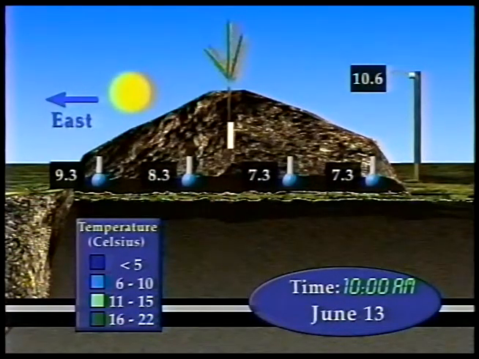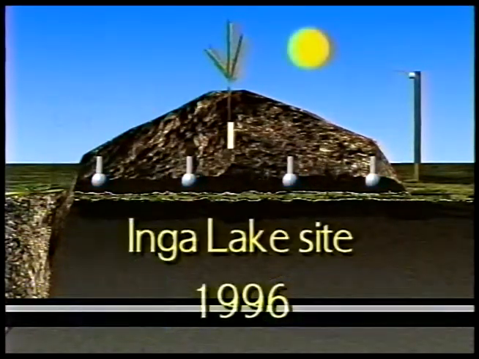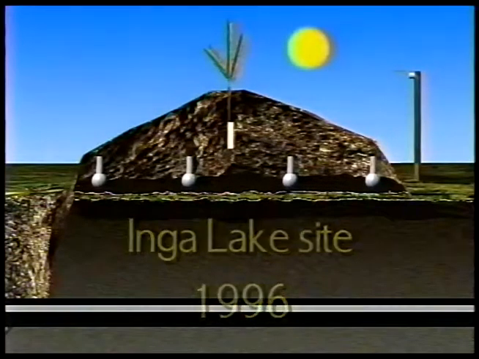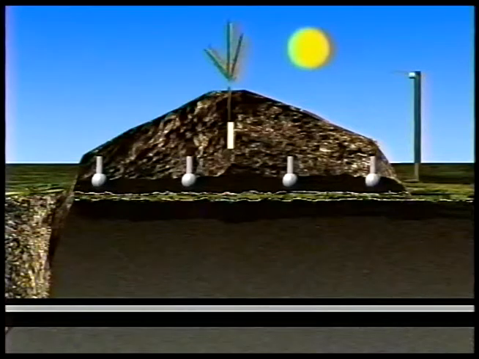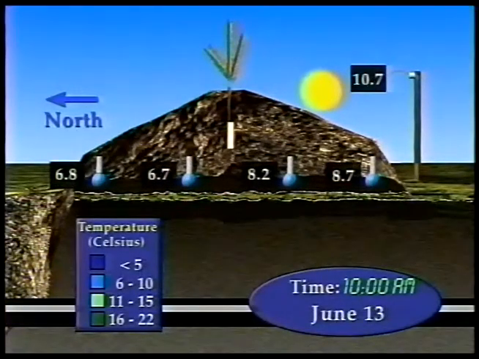are oriented east-west. Let's look now at temperature readings for 2 mounds at Inga Lake for one clear summer day, June 13, 1996. 4 temperature probes were placed within each test mound to measure how temperatures change during the day. The following screens clearly show the progression of peak temperatures found within each test mound. As you'll see, the temperature readings match the progress of the sun.